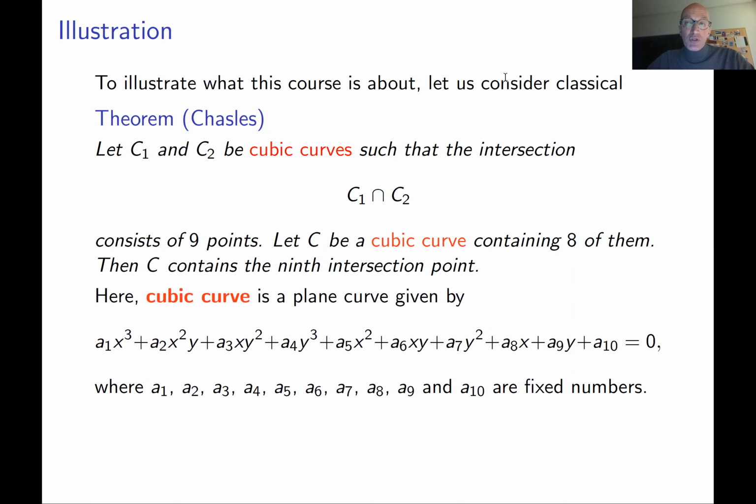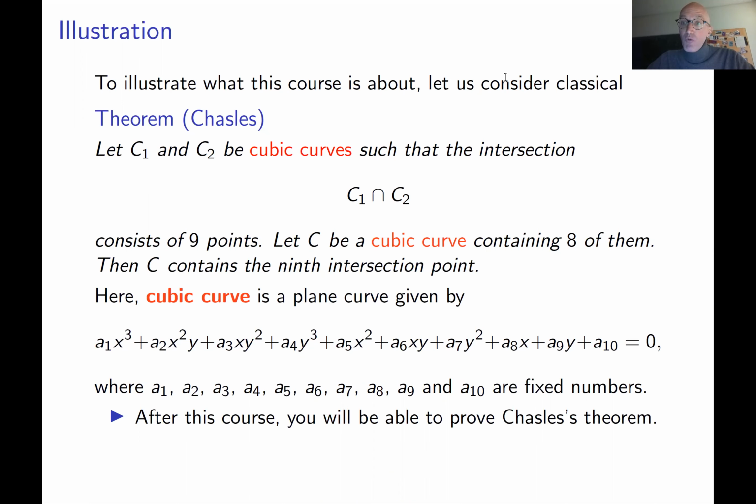What is a cubic curve? A cubic curve is a plane curve which is given by a polynomial equation of degree 3. In general, this polynomial equation looks like this. You see there are 10 coefficients, a1, a2, up to a10, which are some fixed real numbers. And this equation defines some curve in the plane. Such curves are called cubic curves. They play a very important role in mathematics, in number theory, and in cryptography.